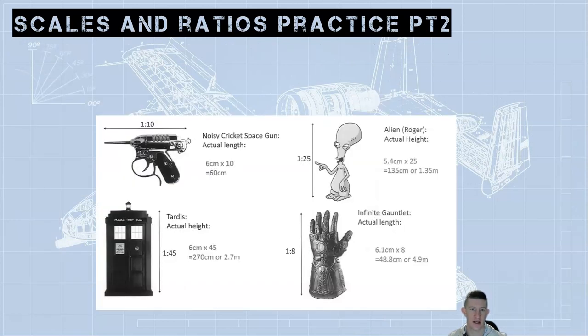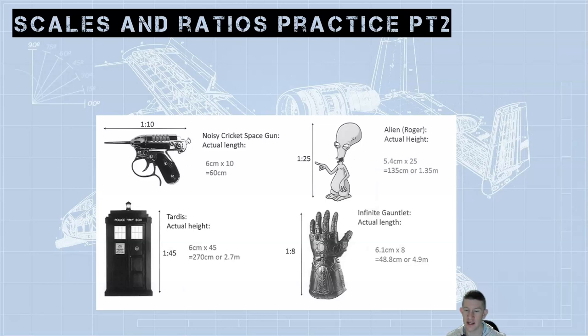Answer time. Noisy Cricket: 60 centimeters long in the real world. That's gigantic. For anyone that's seen the first Men in Black, the thing is tiny. Obviously, I made this question up. It is not 60 centimeters, it's more like 6 centimeters. Roger is 1.35 meters tall, or 135 centimeters. Seems about right. The TARDIS, 2.7 meters. Plausible. Yep, I could fit in a 2.7 meter TARDIS, so I'll take that.